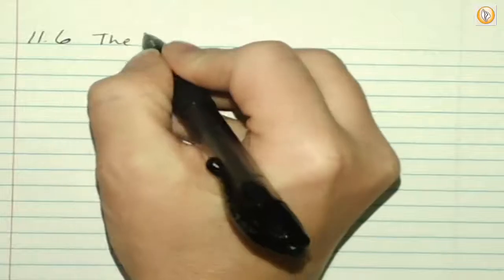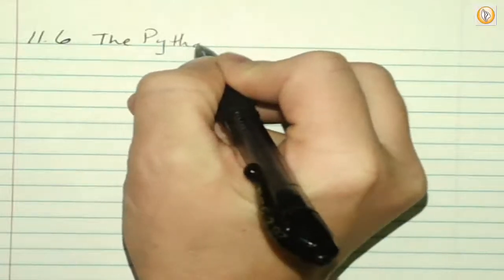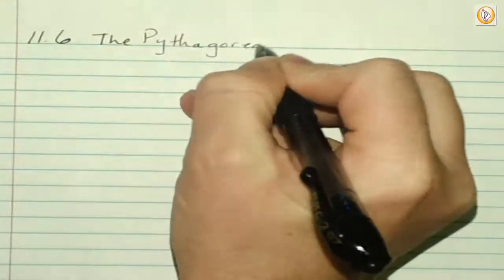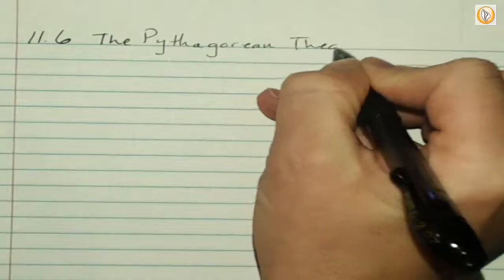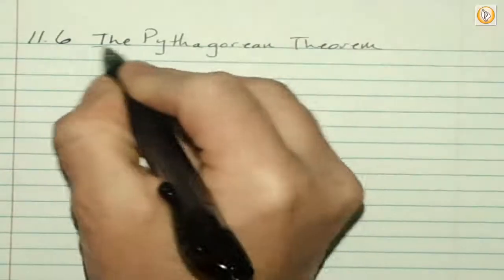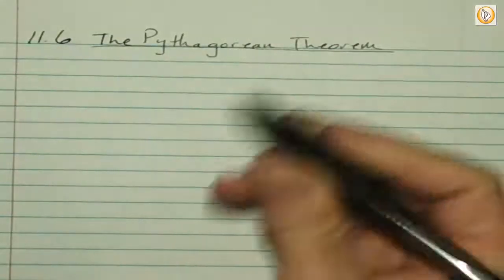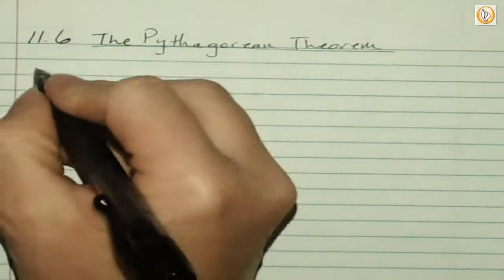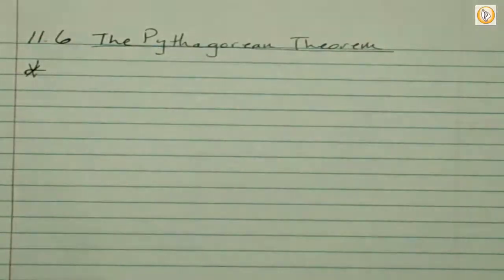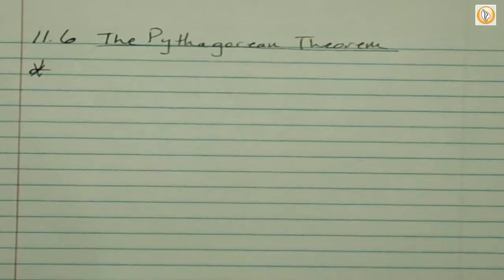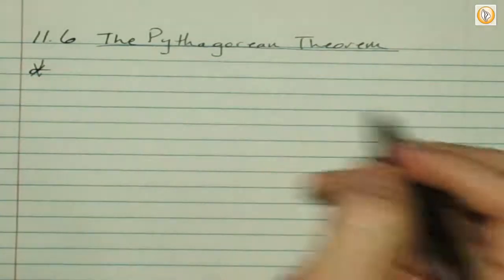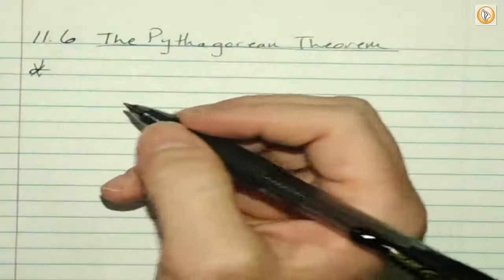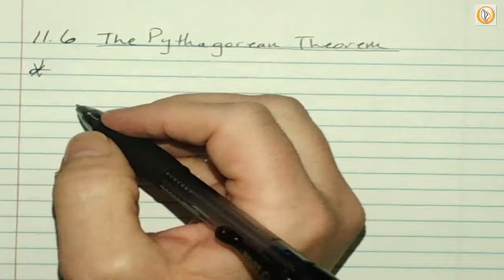11.6. The Pythagorean Theorem. And what's crazy is there's a lot more than just the Pythagorean Theorem. It's just the section. We've got a lot to learn today. All right, so the Pythagorean Theorem is only applied to right triangles.